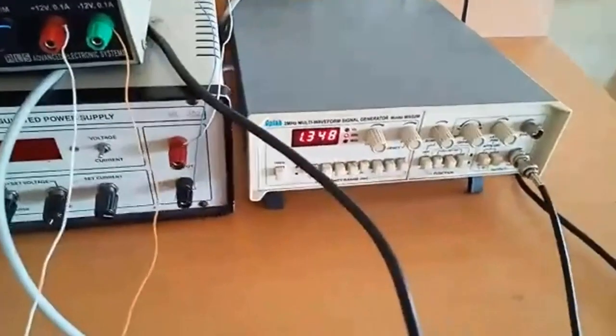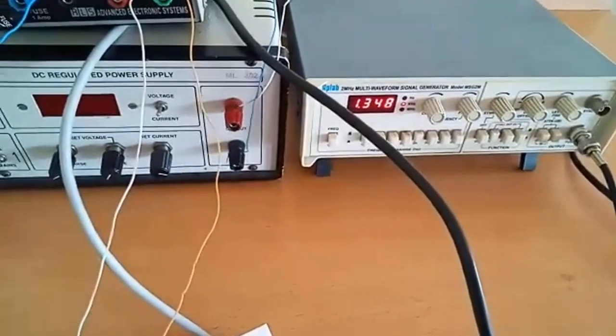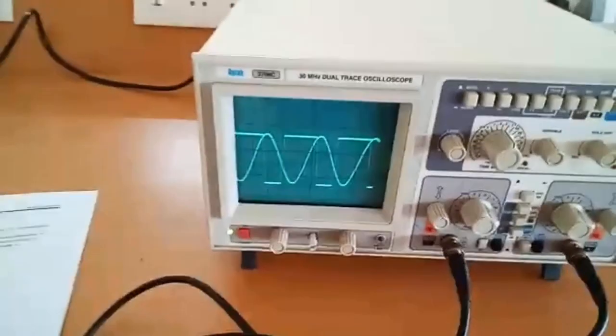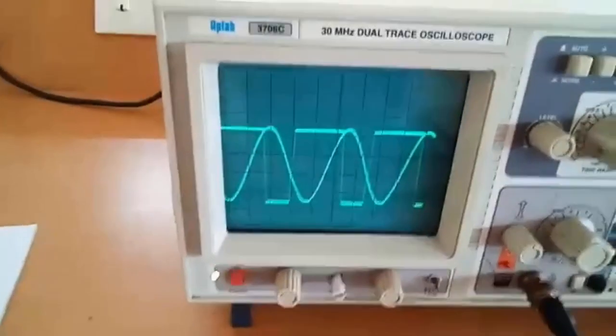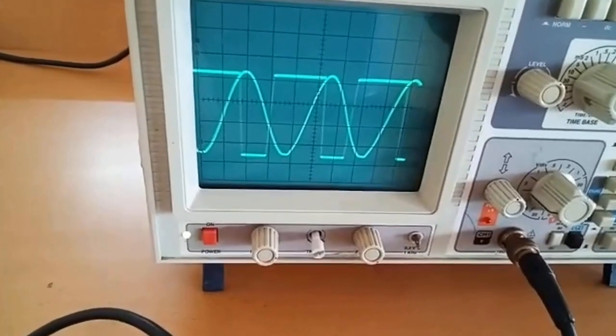The frequency given is around 1.38. It can be anything, no problem. Voltage given is around 10 to 15 volts. Now as you see over here in the CRO, we are getting a waveform, that is, the input is a sinusoidal wave, and the output is a somewhat rectangular kind of waveform.